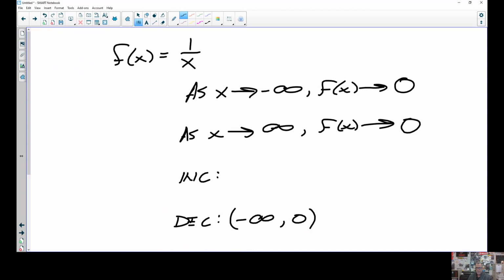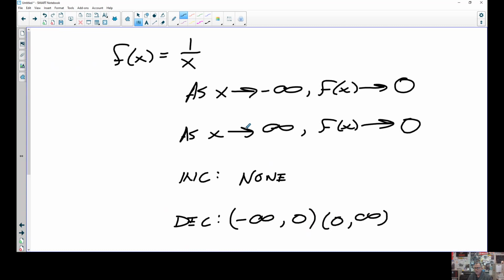Then what happens? After we get past 0, coming at 0 from the other side, it starts to decrease again. So it's another decreasing interval starting at 0, not including 0. Again, I put a parenthesis, and going all the way to positive infinity, it's decreasing again. There are none of these, so I put none, or NA, not applicable. There are no increasing intervals.